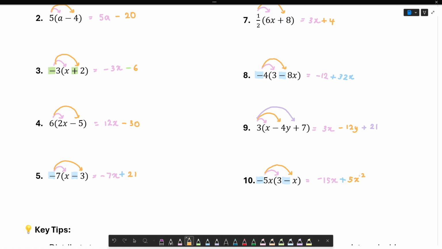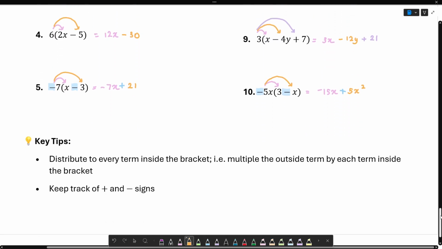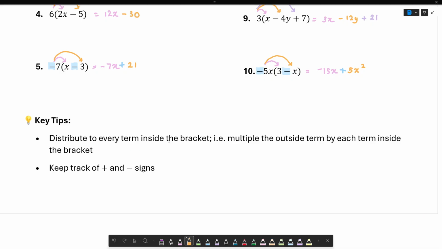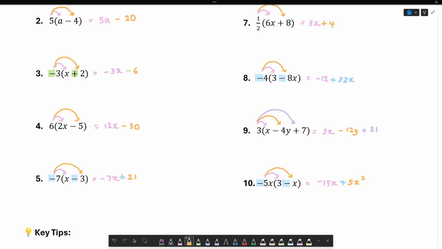All right, so those are all the examples we went through today, and there are some key tips. So just remember to distribute, or really multiply, the outside term with every single term inside the bracket. And keep track of the plus and minus sign as well, because you can see that sometimes it's going to become a negative and other times it will change to a positive sign. So now you know how to expand brackets using the distributive law.